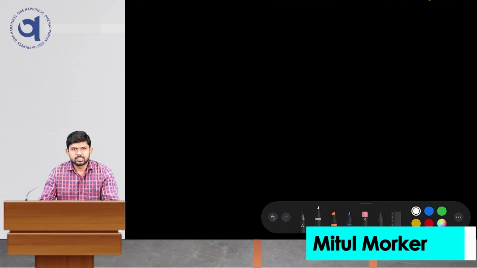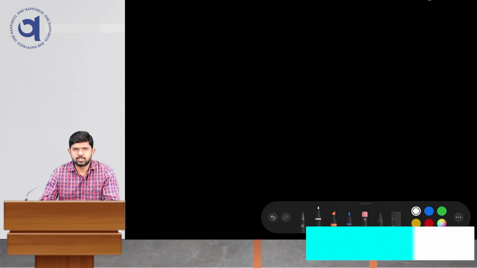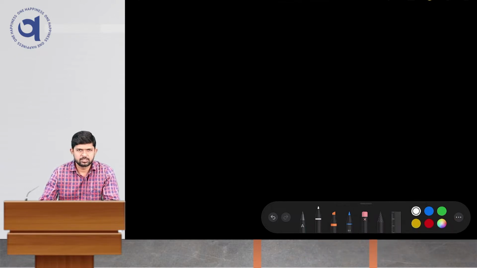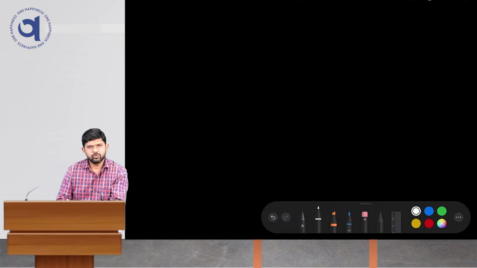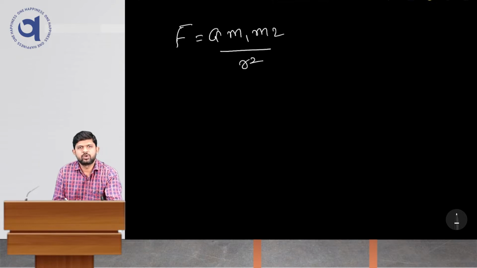Today we are going to discuss gravitational acceleration. We know what gravitational acceleration is, right? In the last session we discussed gravitational force. The equation of gravitational force we can write as F is equal to G m1 m2 divided by r square. Okay, so this is the magnitude of gravitational force.